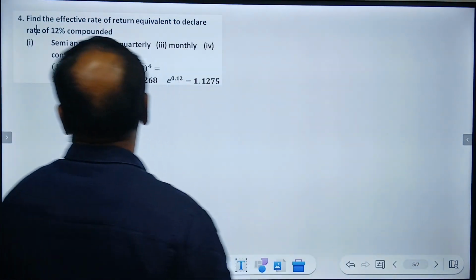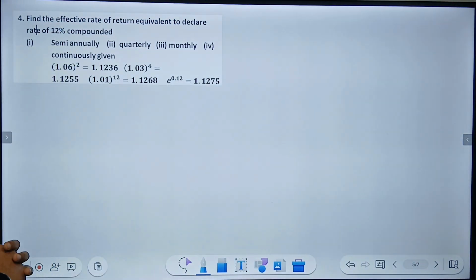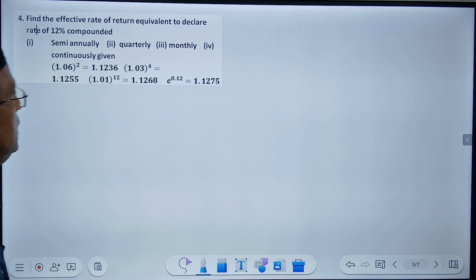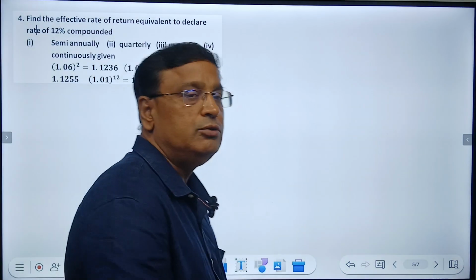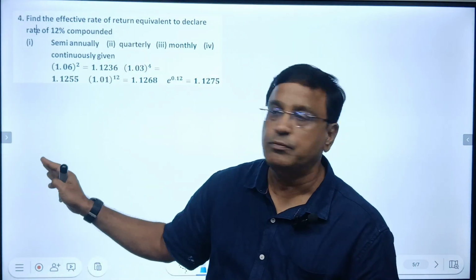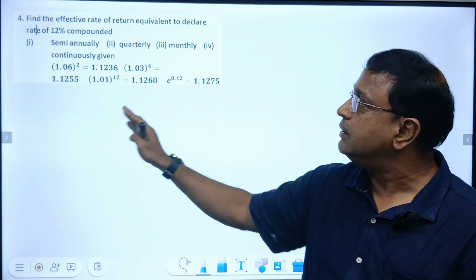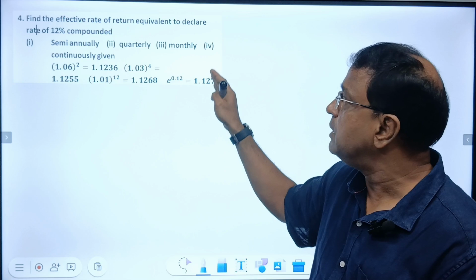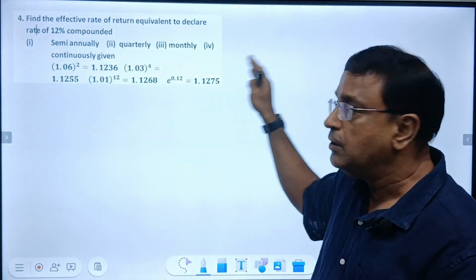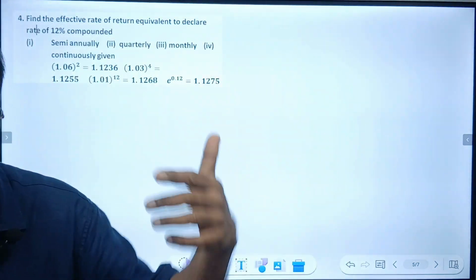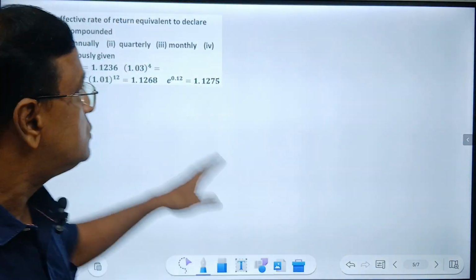Okay. Now let's go to the fourth question. In the fourth question, find the effective rate of return equivalent to a declared rate of 12% compounded semi-annually, quarterly, monthly and continuously. In fact, if you want to study this chapter, I prefer to do only this problem. If you do this problem, it will make you understand what happens if it is semi-annually, quarterly, monthly, or continuously. So you will be able to understand the difference, and that will make things very clear to you. If you don't have time to go through the entire chapter, just do one problem like this.